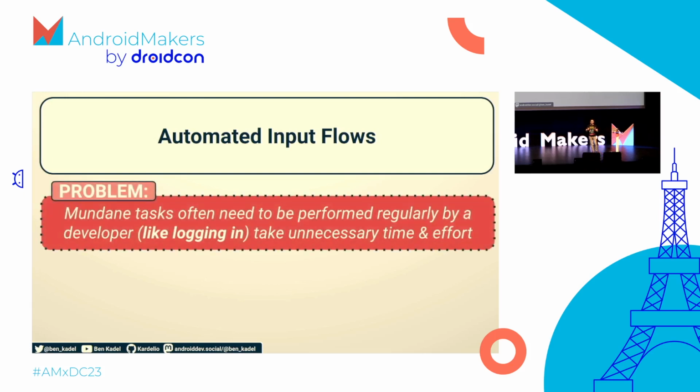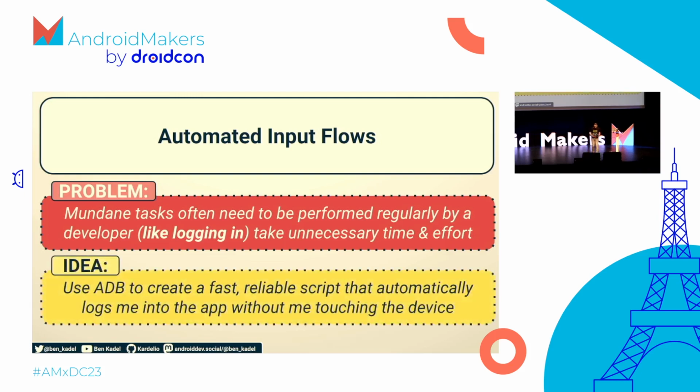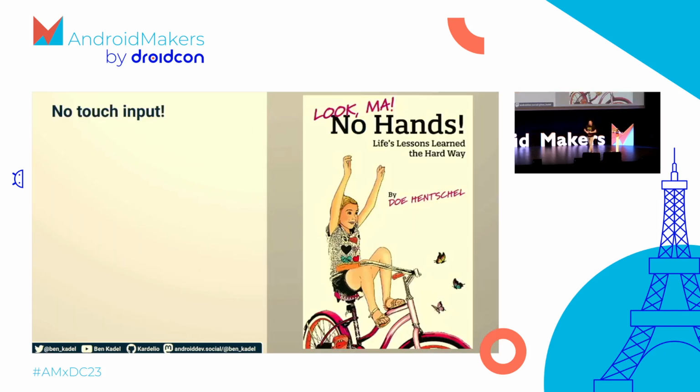So, for this chapter, the problem that we might have. Often as developers, we need to do mundane tasks that we regularly have to do as part of development. For example, logging into our apps. It might take time, multiple screens, a bit of energy, effort, wasted time, in my opinion. So here's an idea. Why don't we use ADB to create a fast, reliable script that automatically logs me in without me even needing to touch the phone on my desk? Interesting. Carrot deployed. So no touch input.